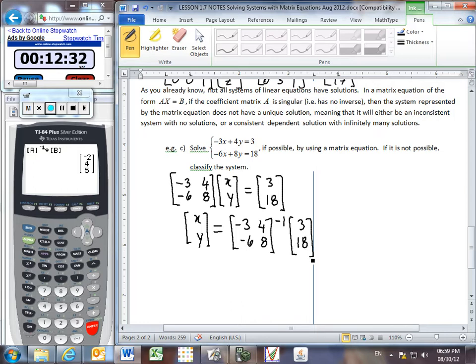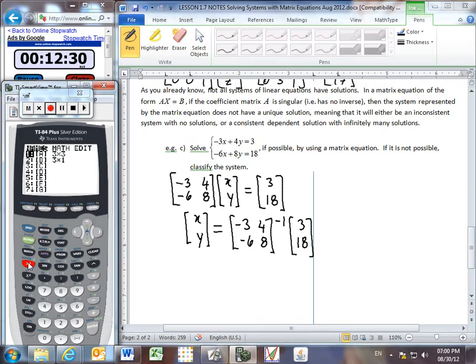Alright, so here we go. I'm going to go into the matrix menu, and I'm going to edit matrix A. It's no longer a 3x3 matrix. I now have a 2x2 matrix. And so let's enter its values, -3, 4, -6, 8. And I also need to change matrix B into a 2x1 matrix. So I'll edit matrix B. It's now a 2x1 matrix whose values are 3 and 18.